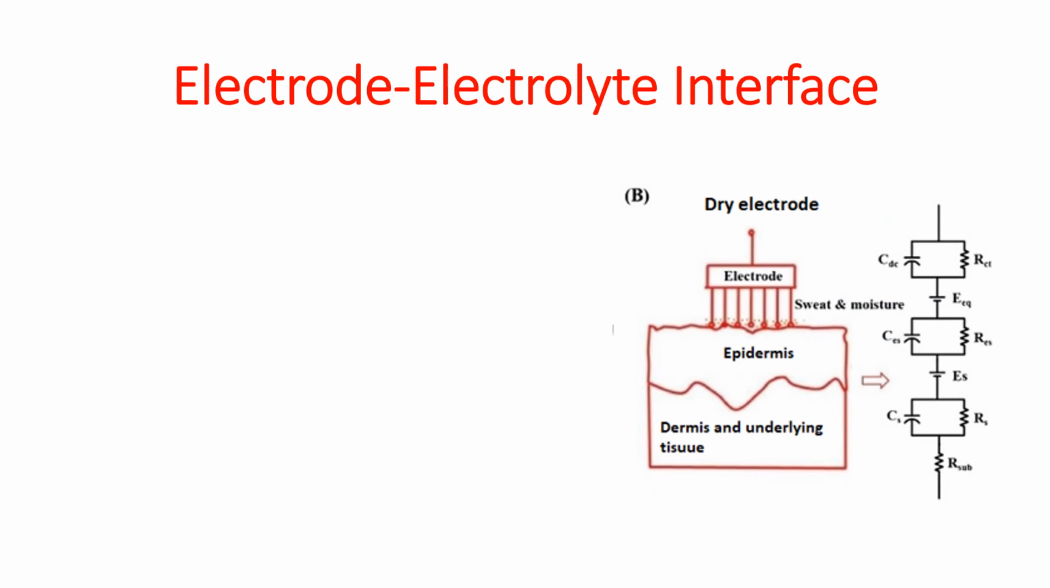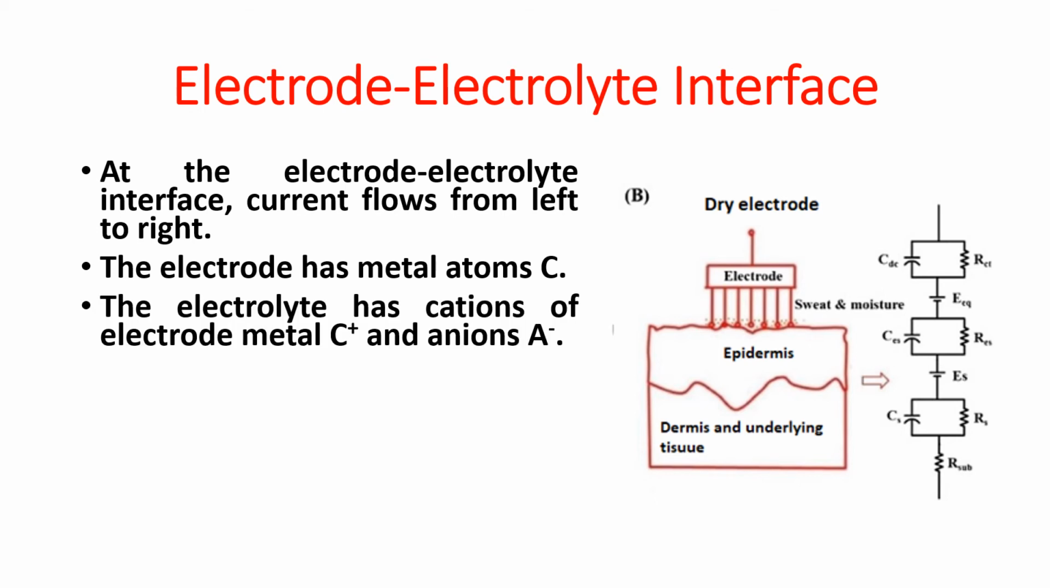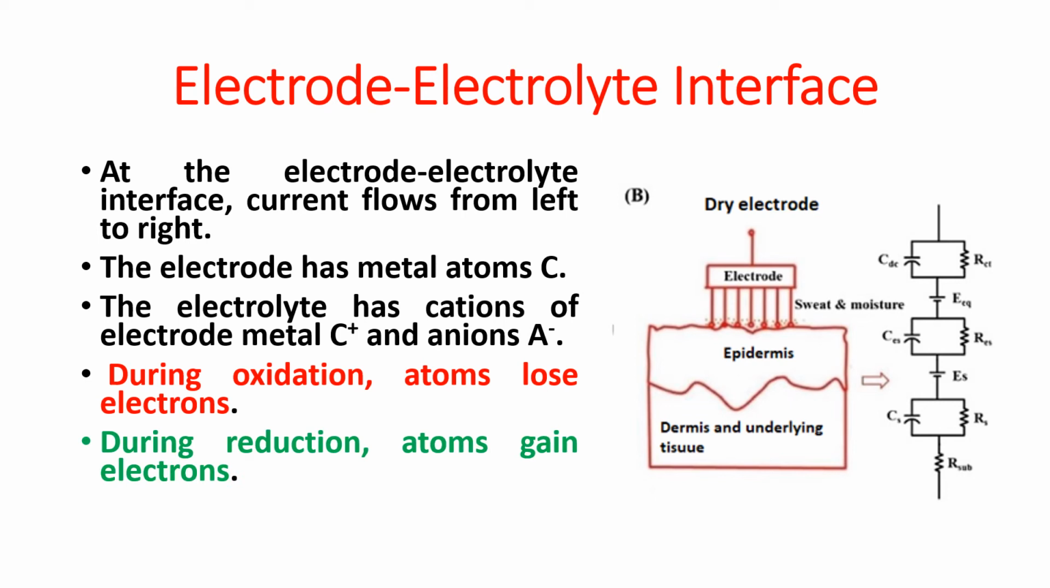At the electrode-electrolyte interface, current flows from left to right. The electrode has metal atoms, namely C. The electrolyte has cations of the electrode metal, that is C plus, and anions A minus. During oxidation, the atoms lose electrons. During reduction, the atoms gain electrons.